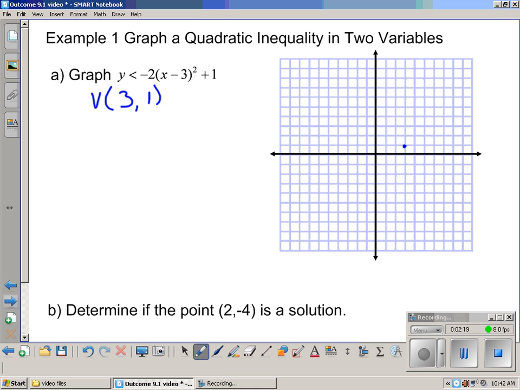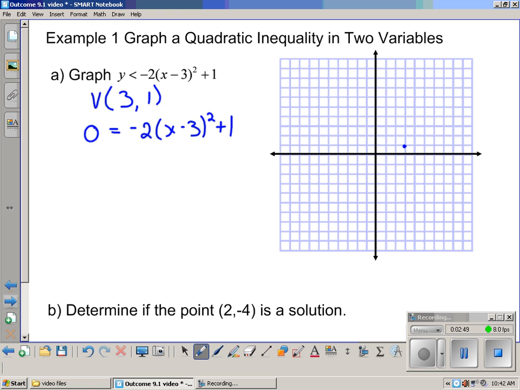And now we need to be a little bit more specific on these than what we were earlier in the year when we were graphing these quadratic functions. And so let's find our x-intercepts. To find our x-intercepts, we can let y equal 0. So we have 0 equals, we'll work with an equal sign just because it's less confusing, negative 2 times (x minus 3) squared plus 1. We can solve this using our square root method.